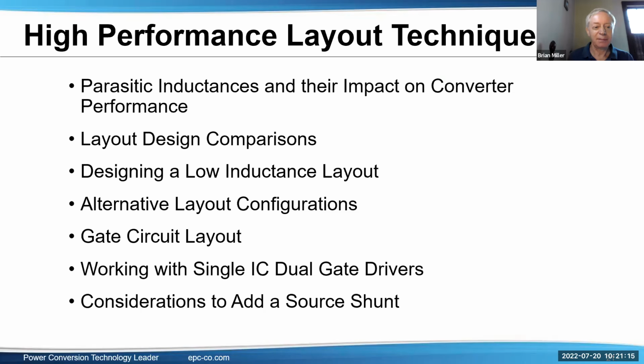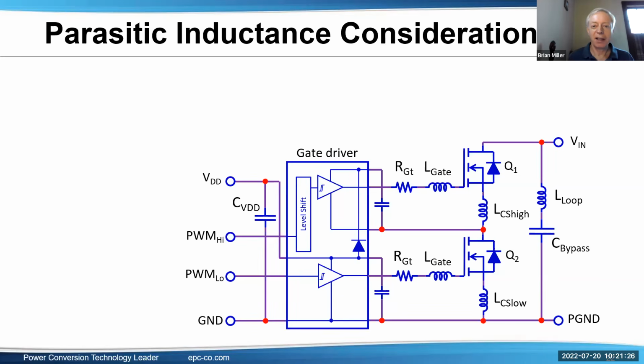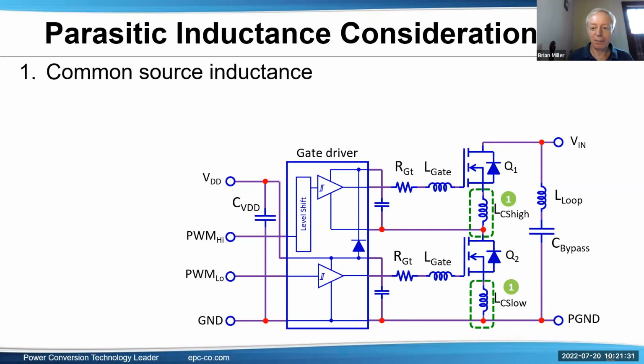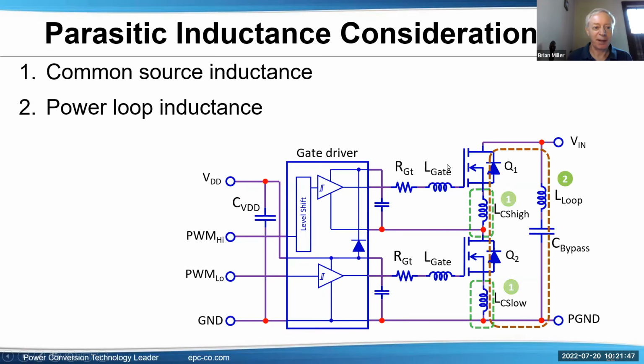Next, the layout. There's a lot here. We can go through that fairly quickly, but if you'd like to have an extended conversation, just feel free to contact us. First of all, parasitic inductance considerations. You'll see here the main one, the green boxes, is the common source inductance. That's both in the power loop and also in the gate drive loop. That's something that can really cause problems for both of those loops, and it's really good to minimize that. And we'll show you how in a bit.